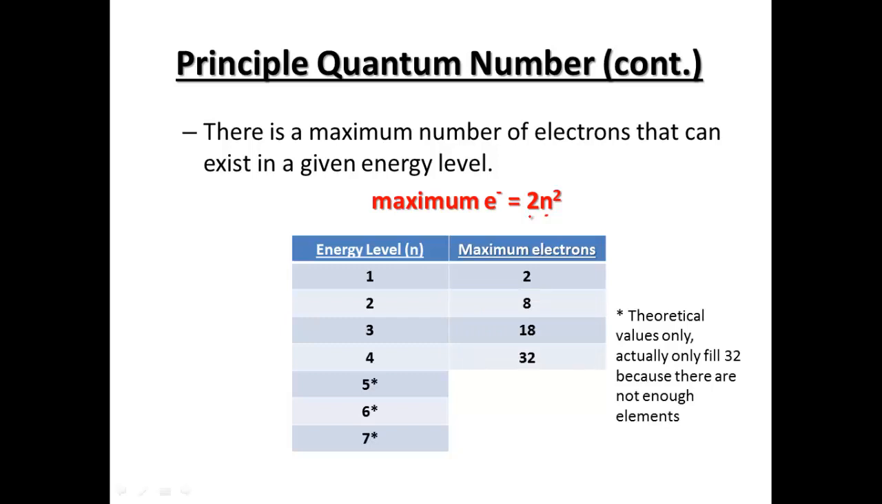Now once we get past level 4, 32, the numbers go up in theory, but we don't have enough elements to actually fill these last few shells. Only in theory is where they fit in. So 32 is our maximum number of electrons that we actually can have.